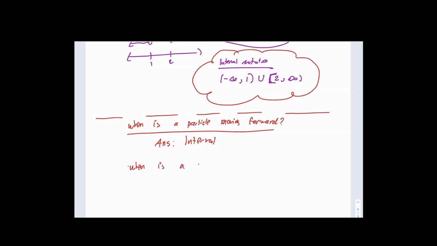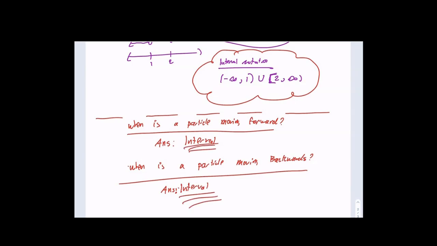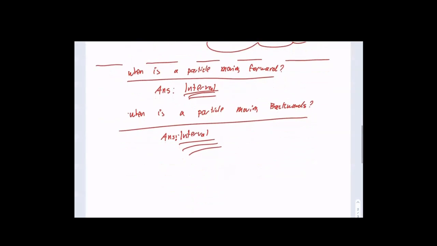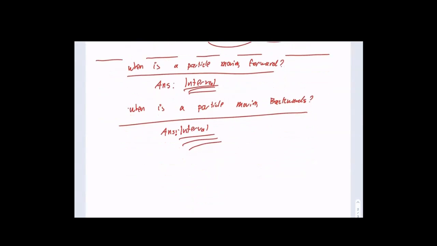When is a particle moving backwards? Well, the answer is also an interval. Same idea. They're moving forward for the first 2 seconds and then backward for the next 3 seconds. It's over a period of time, not just at an instant.